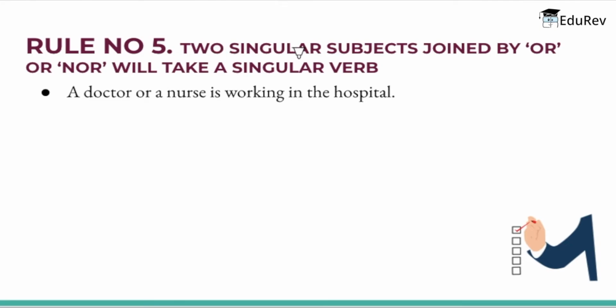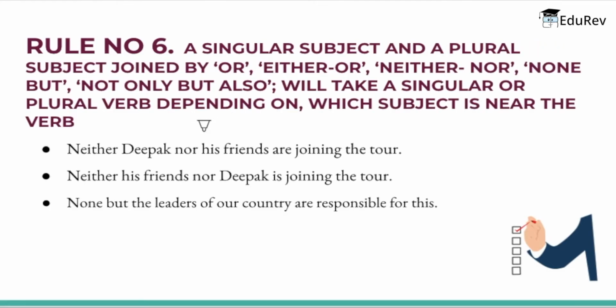Rule number 5 states that two singular subjects joined by or, nor, will take what? A singular verb. Now, a doctor or a nurse. So these are two singular subjects which are joined by or. Now they need to take what? They need to take a singular verb. So basically this rule says that if I have two subjects that are joined by either or nor, then they are going to take a singular verb. Let's move forward.